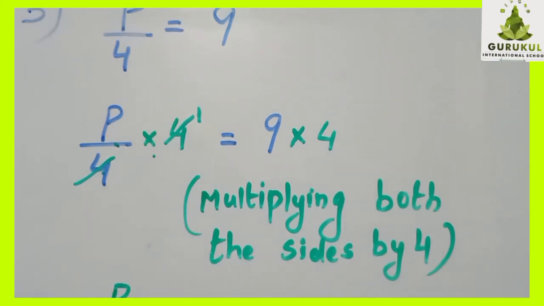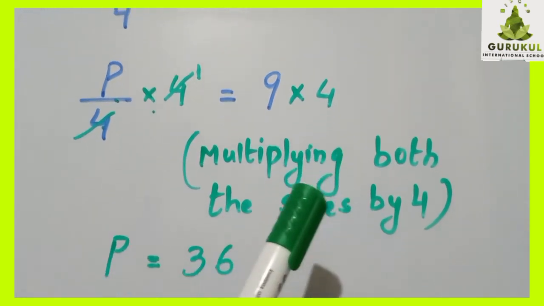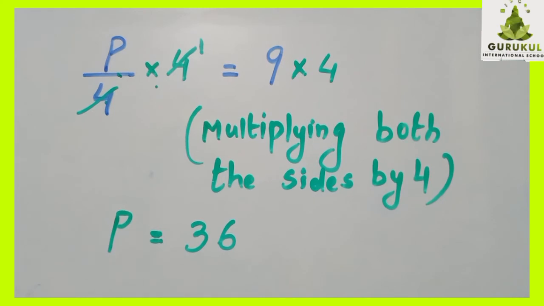So p into 1 is p itself. p equals to 9 4s are, how much? 9 4s are 36. Is it clear? 9 into 4, so you get p equals to 36 as the answer. This is the solution for the equation given to you. Understood this? So the answer is p equals to 36. Copy down this in your notebook.